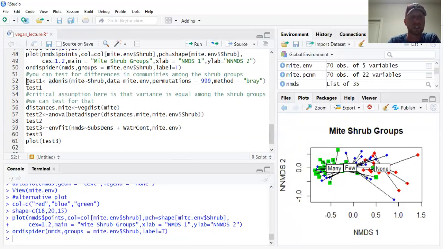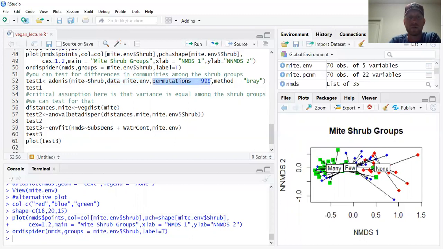So I'm creating an object here called test1. This is a permuted multivariate analysis of variance, sometimes called PERMANOVA. In vegan, it's called Adonis. That's the function. Our response variable is the mite community data. And we're going to try and predict that using this class of shrubs, this many, few, or none. And that class of shrubs came from the data mite.env.